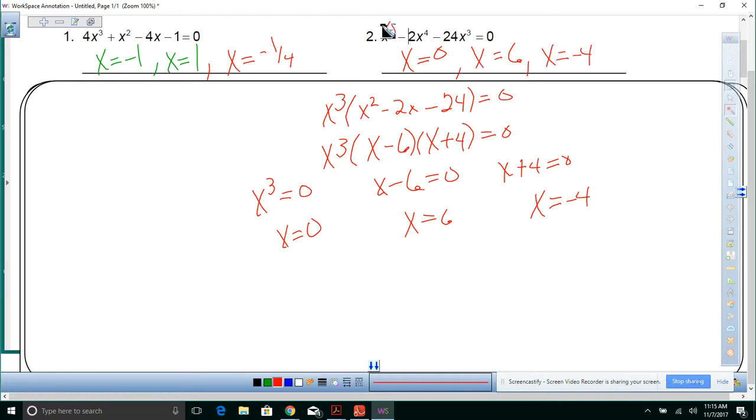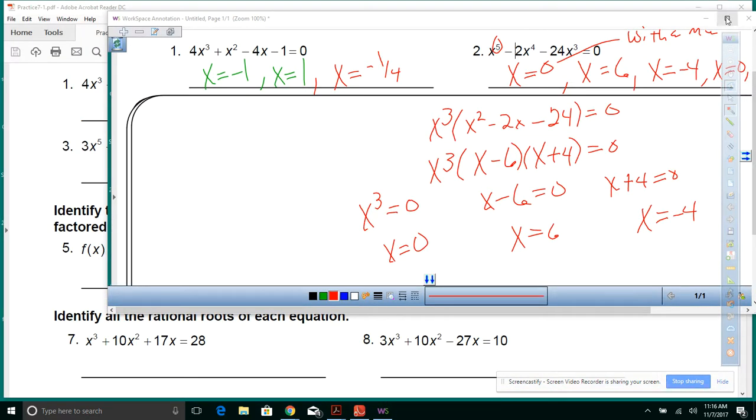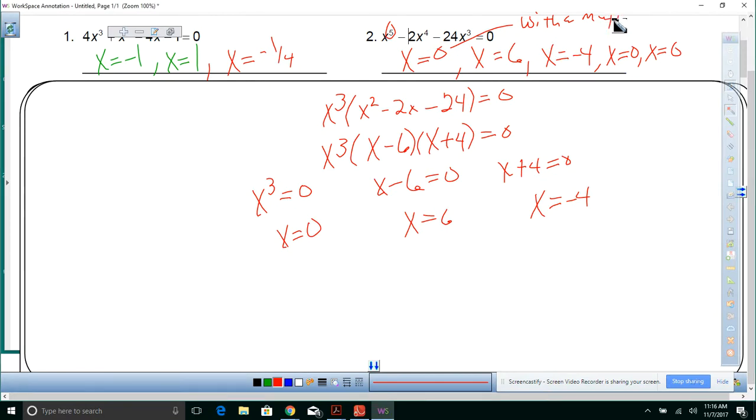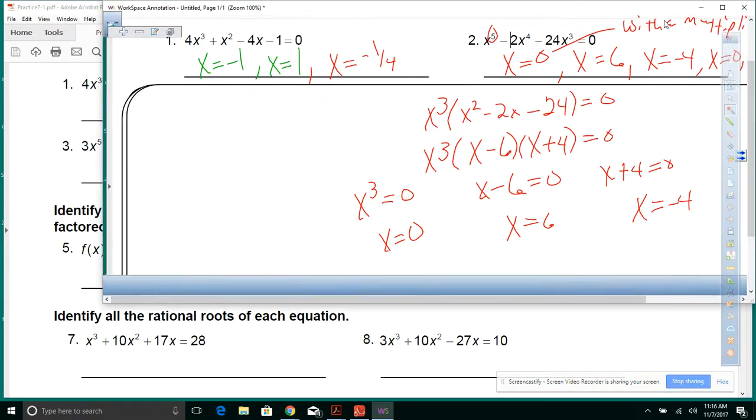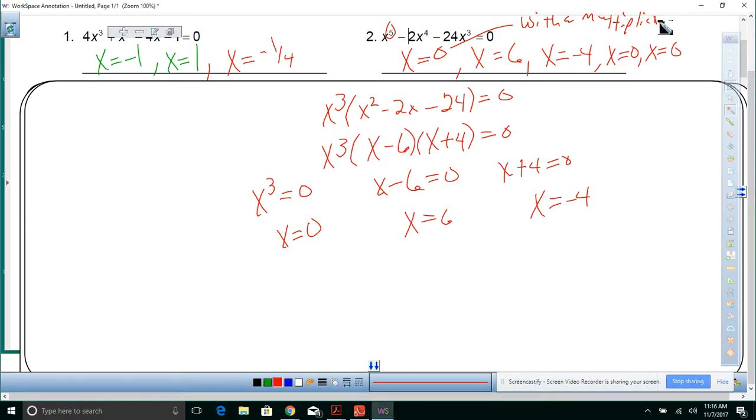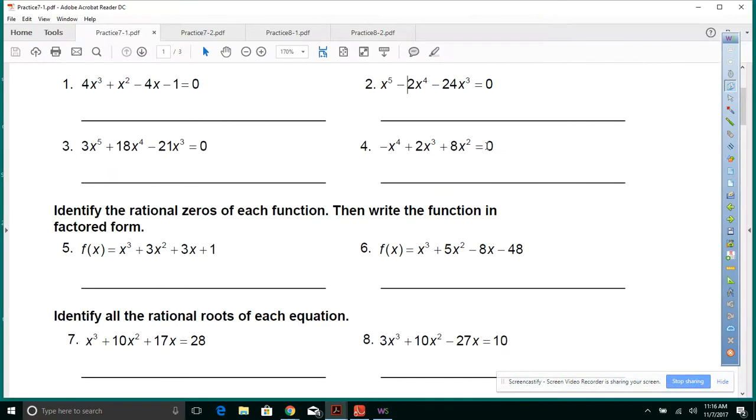But hold it, this has a 5. So there's actually 2 more, but they're just x equals 0. So you could say this is x equals 0 with a multiplicity of 3. And then you don't have to do those 2. All right. Good, good. Let's look at number 3.